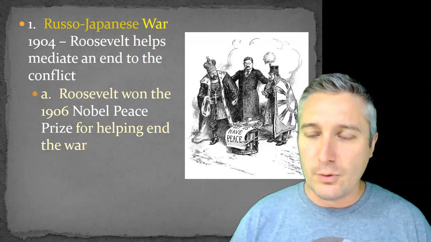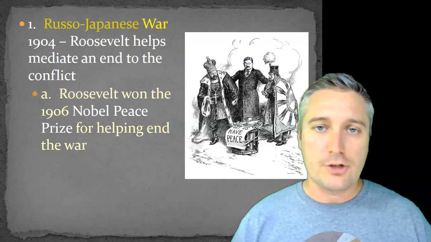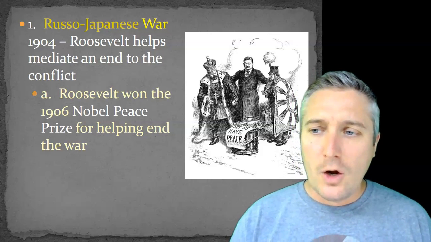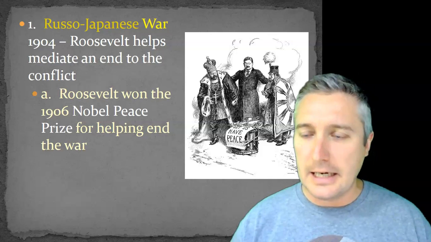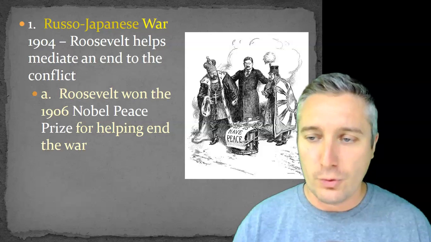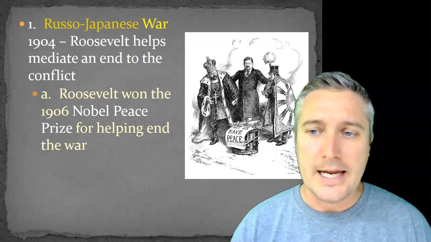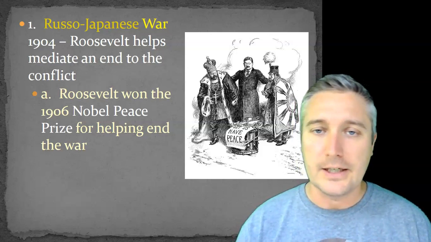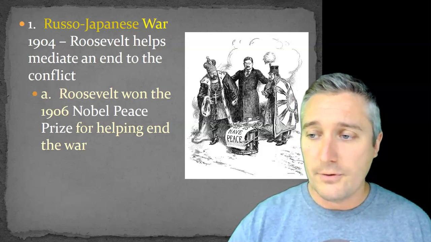The Japanese, by the way, this is a very interesting time for them. They are starting to industrialize. They are starting to become much more modern, and we're going to talk about them again in World War I. Anyways, we're seeing kind of the modern Japan start to rise up here. But they were in a brutal land war with the Russians, and in 1904, Teddy Roosevelt was able to negotiate an end to that conflict and ended up winning the Nobel Peace Prize, and rightfully so, for helping end that war.